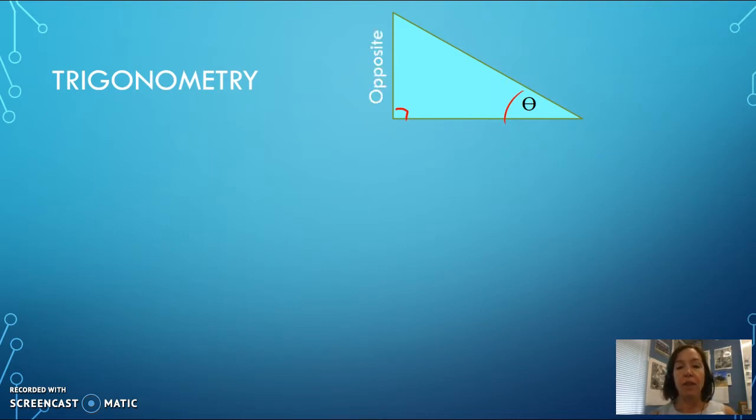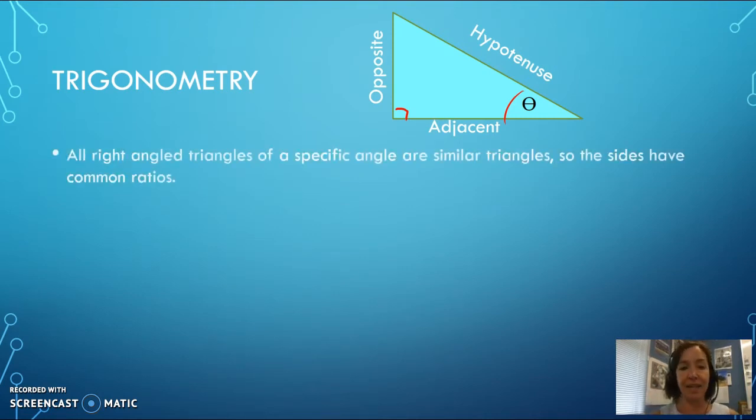So opposite is exactly opposite the angle that we've been given or we are looking for. The adjacent is exactly where we are looking, next to it, and my hypotenuse is opposite to my right angle. The hypotenuse is the same as in Pythagoras, but for opposite and adjacent, you need an angle in there to be able to name them. So you need to know how to name those three sides.